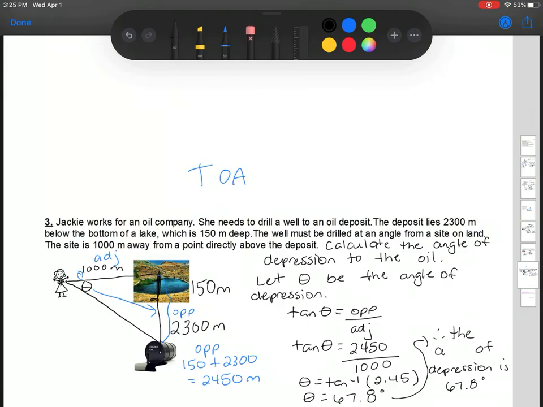It's a little bit messy there if you want me to fix it. Therefore, the angle of depression is 67.8 degrees.